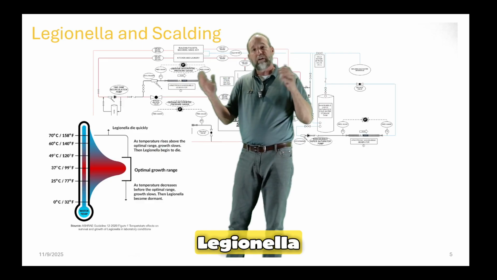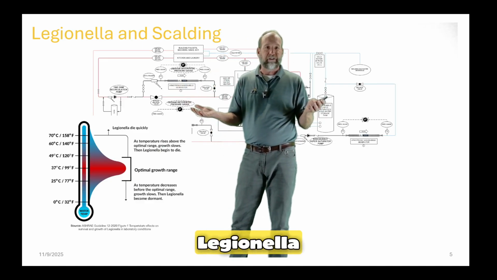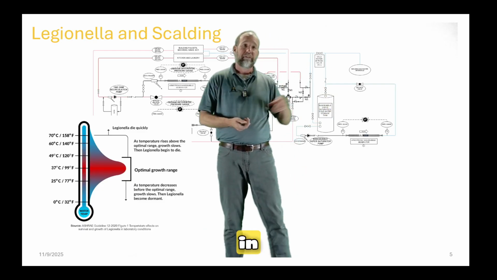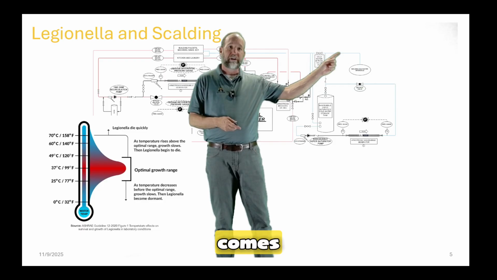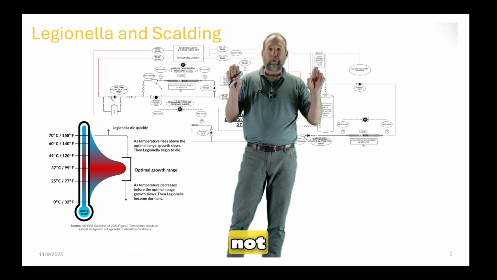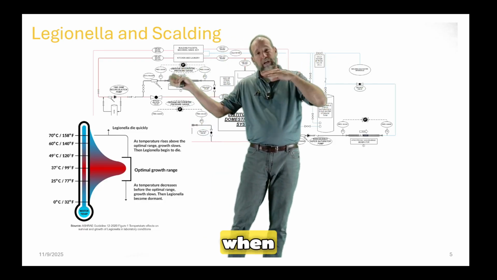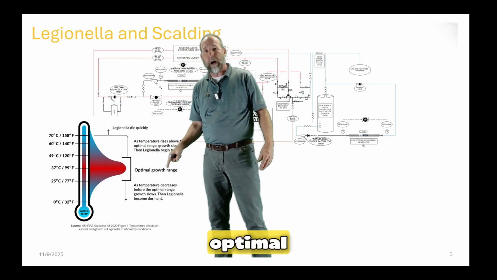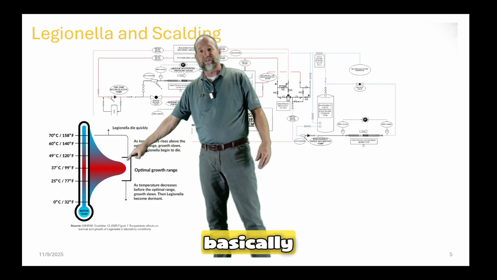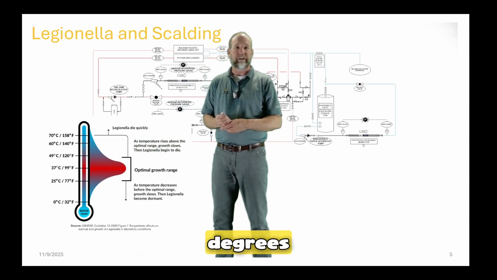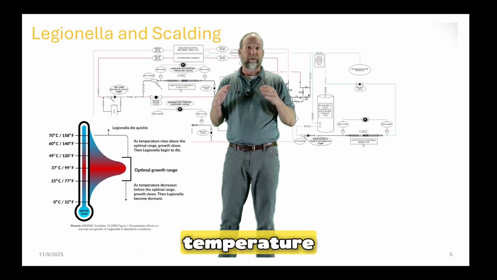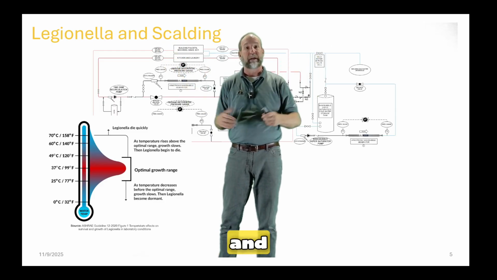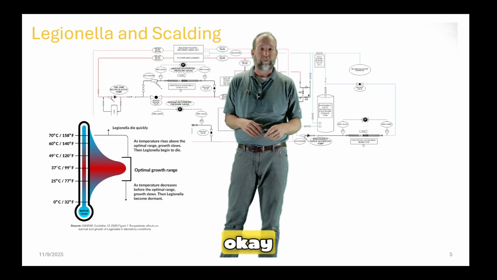We talk a lot about Legionella, but it could be Pseudomonas, it could be any other type of bacteria. The bacteria comes in from the street. The bacteria comes in this line over here, comes into your building. That's not when it's the problem. Where it becomes the problem is when it's in the building and you get it into these ideal growth temperatures. The optimal growth temperature is between basically 90 and 120 degrees. When that water is at that temperature, that Legionella and that bacteria wants to grow and grow and grow and get really, really big and populated. And that's when you can have a problem.